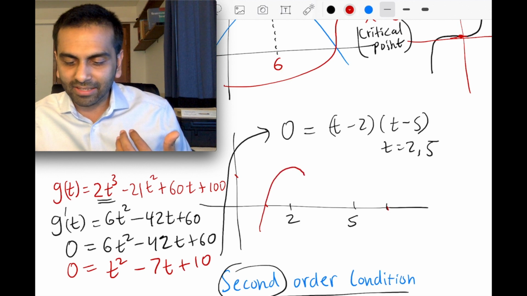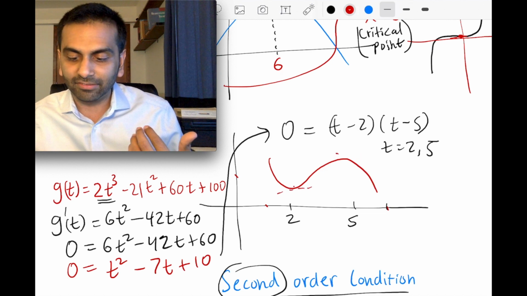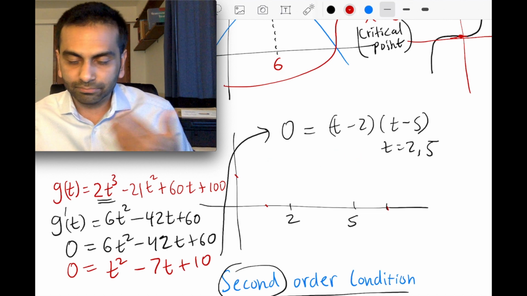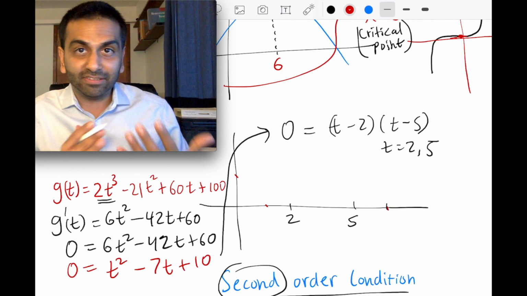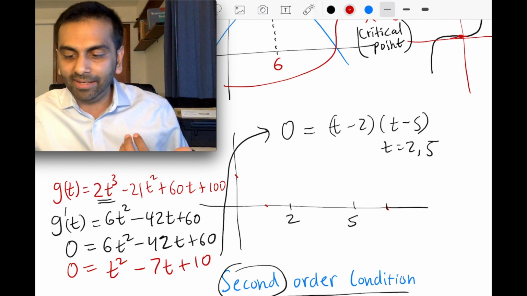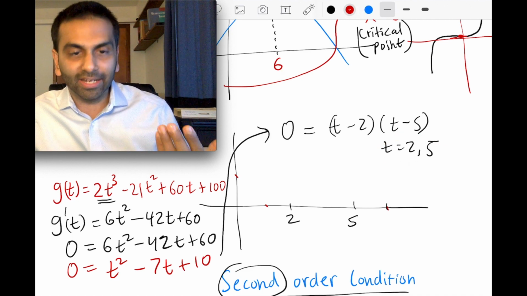So it might look something like this, like flat here and flat here, or the other way around. It might look something like a minimum here and a maximum here, right? So we don't know which one of these is a min, which one of these is a max, but those are the two critical points. So how can we then find out which of these is a max or a min? How do we classify these two critical points? And the answer is using the second order condition.